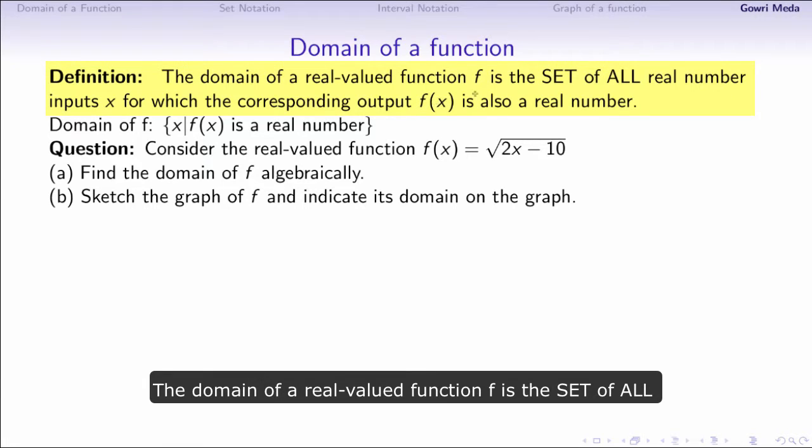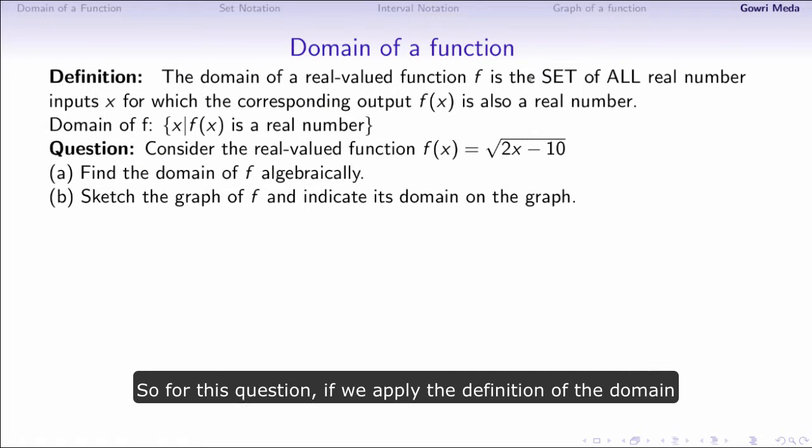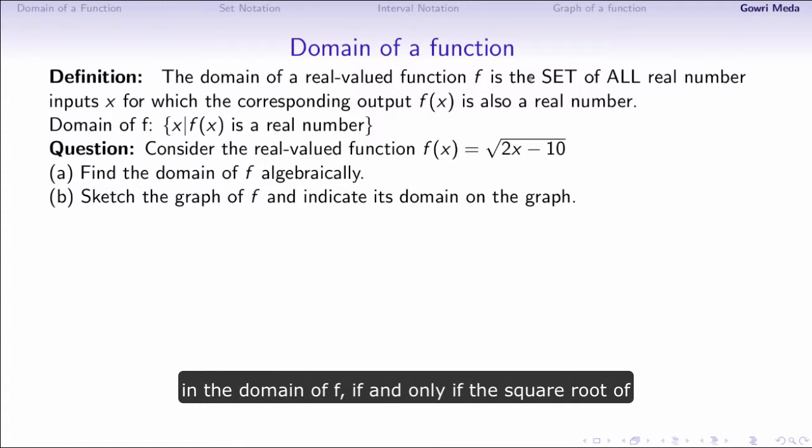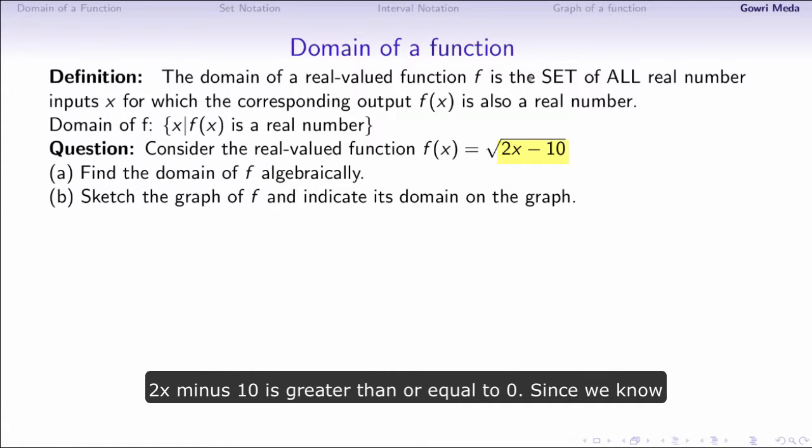The domain of a real-valued function f is the set of all real number inputs x for which the corresponding output f of x is also a real number. So for this question, if we apply the definition of the domain of a function, we see that a real number x should be included in the domain of f if and only if the square root of the quantity 2x minus 10 is also a real number. This will happen whenever 2x minus 10 is greater than or equal to 0, since we know the square root of a negative number is not a real number.